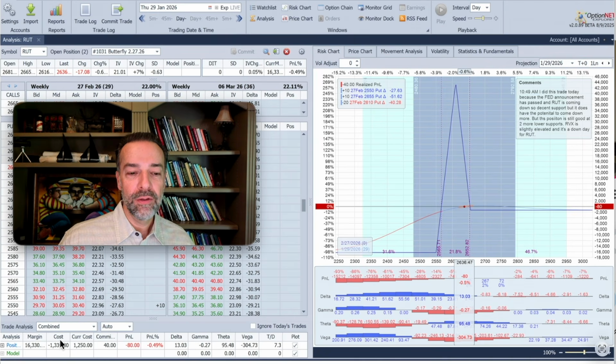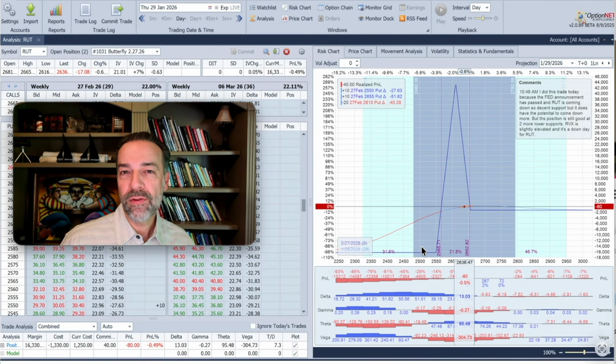Let's talk about risk. Notice the max I had at risk here is in this bottom left corner. It was $16,330, and that's represented by this line right down here. Notice that line is right at the $16,000 area. And the cost for me to enter this position was $1,330 up front. All right, so that's our initial setup.